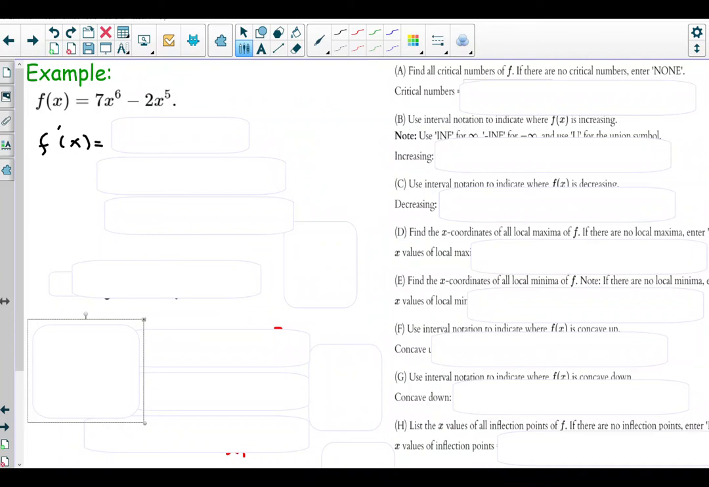Everyone, welcome back. We are continuing the lesson on graphing. We will do one more complete example, and then we will also take a look at the concept of finding an absolute maximum, absolute minimum on a graph.